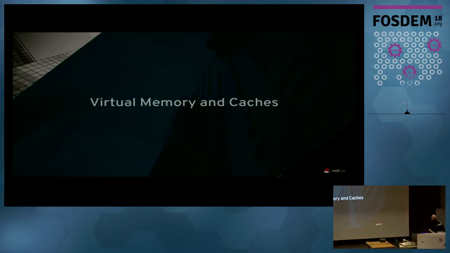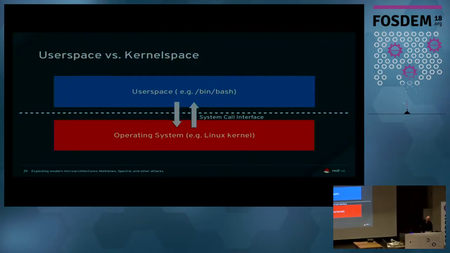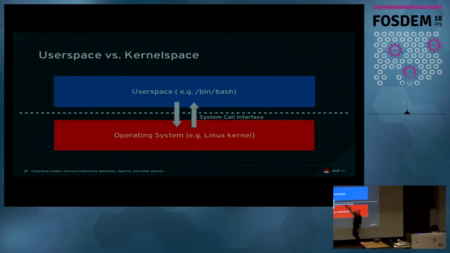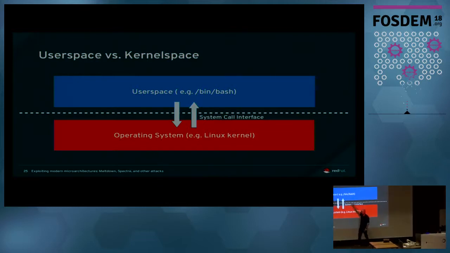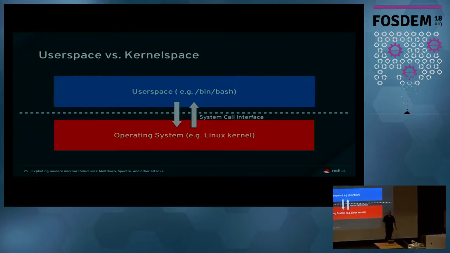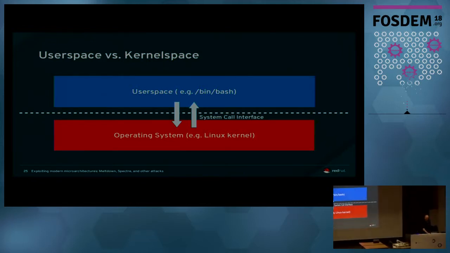Let's talk about virtual memory. Okay, so I talked about the separation between applications. You have user space, you have user applications running, you have the operating system. And we try to isolate the two for obvious reasons, right? We don't generally want any old application being able to interfere with the operating system. And we have a defined interface between the two. So when an application wants to do something, it uses a system call interface, an API, through which it requests things from the OS.